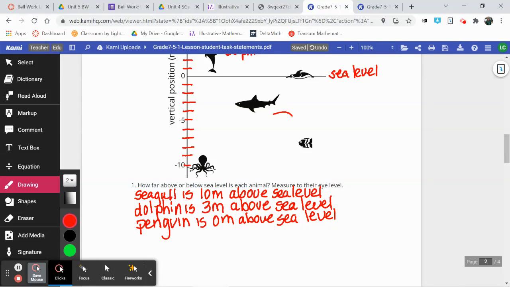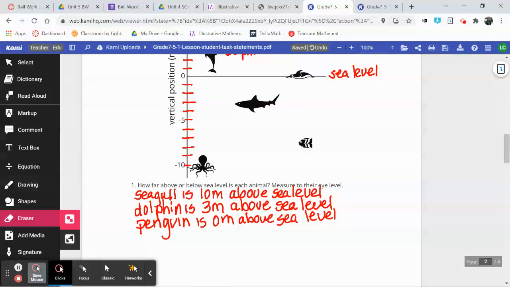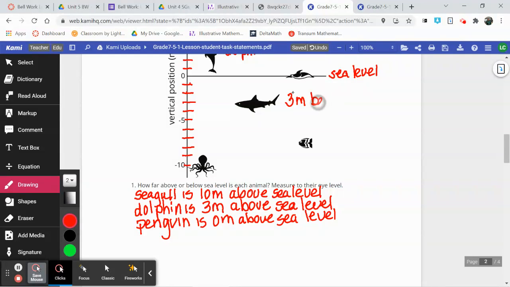Now we've got the shark. All right? So we start at 0. 1, -1, -2, -3. See that? There he is. Okay? So he is 3 meters below the sea level. 3 meters below sea level. And what's another way we can write below sea level? -3 meters. Okay? -3 meters.